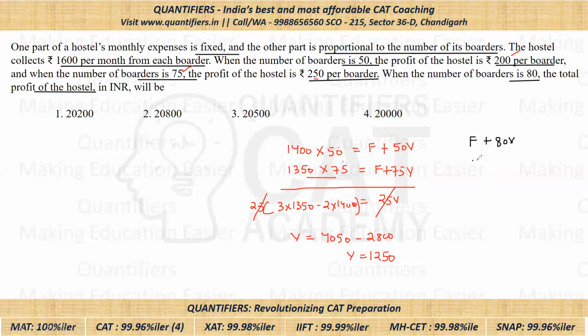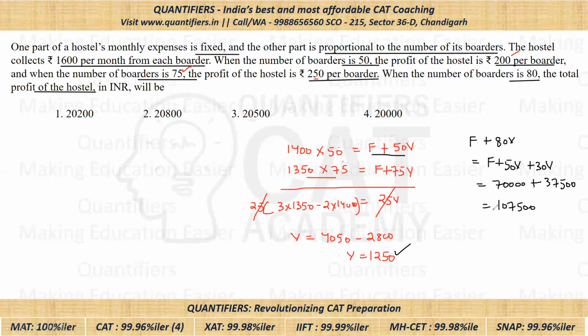The other way of doing it is this equation F plus 80V can be written as F plus 50 times V plus 30 times V. I'm writing it this way because I know the value of F plus 50V, which is 1400 into 50. So 1400 into 50 is 70,000. And 30 times V can be calculated because I know the value of V. So 30 into 1250 would be 37,500. So this would be the total cost for 80 boarders, which comes out to be 1,07,500.